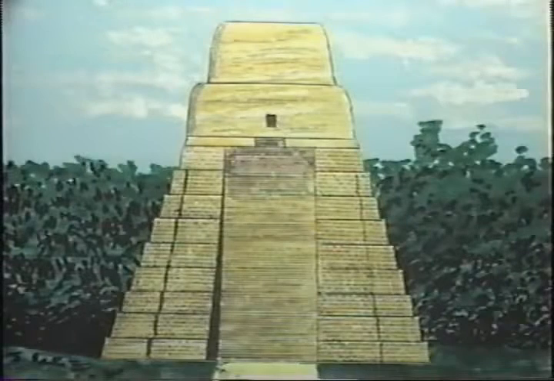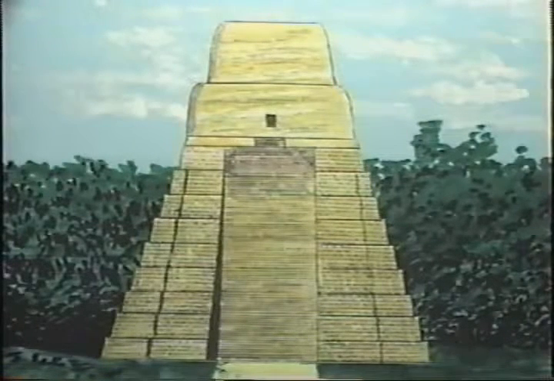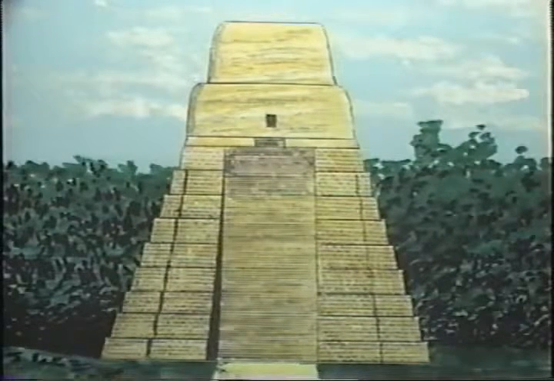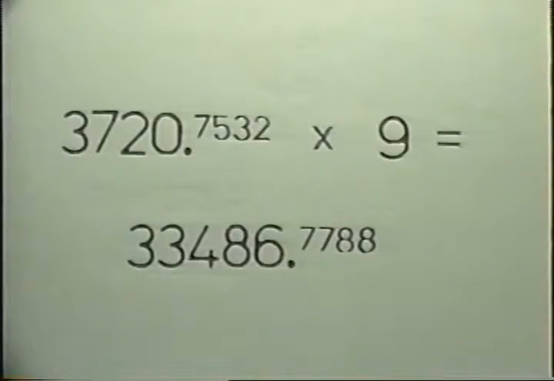And now that we've found where it is, notice that Temple 4 has 9 terraces. Which feeds a simple equation. What does 33,486.77 mean?